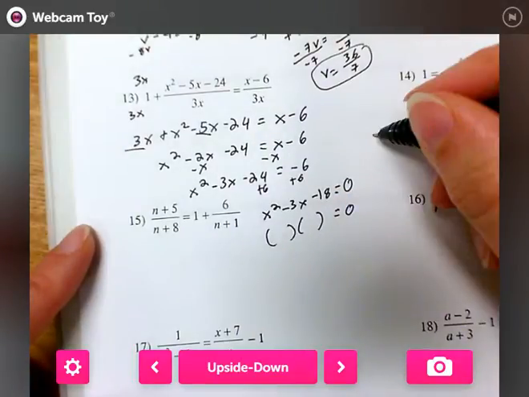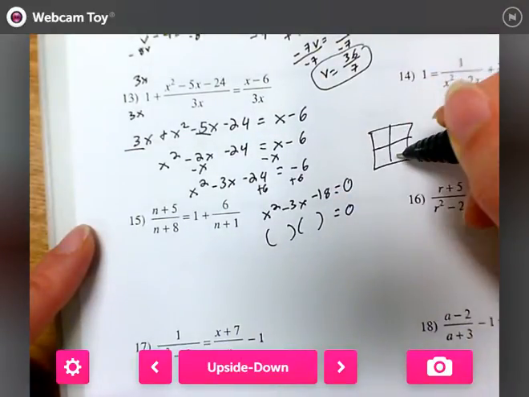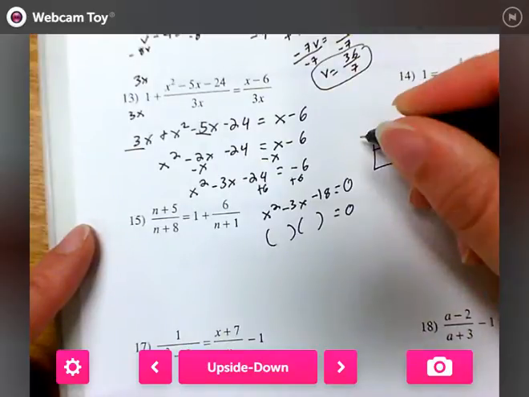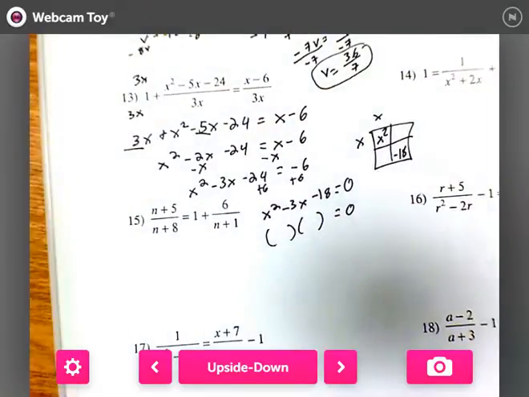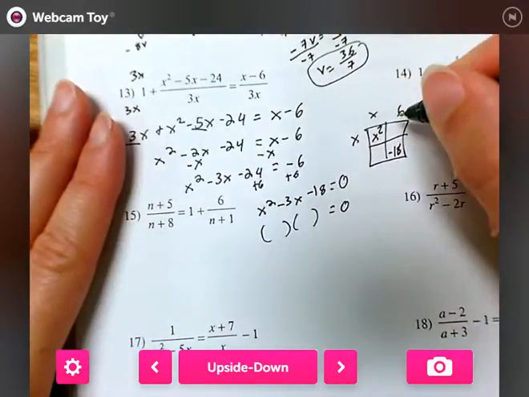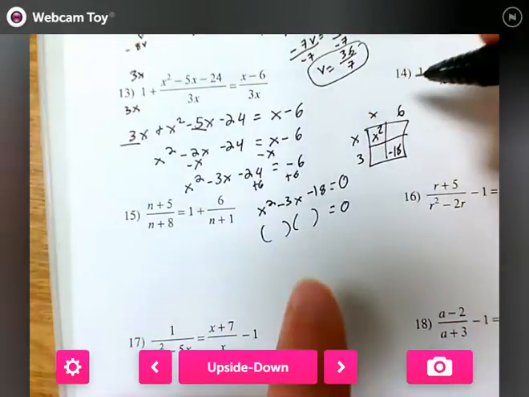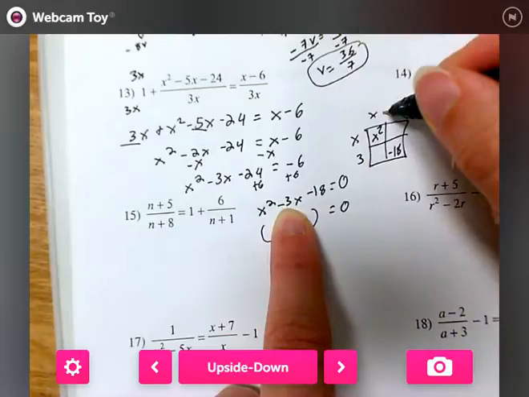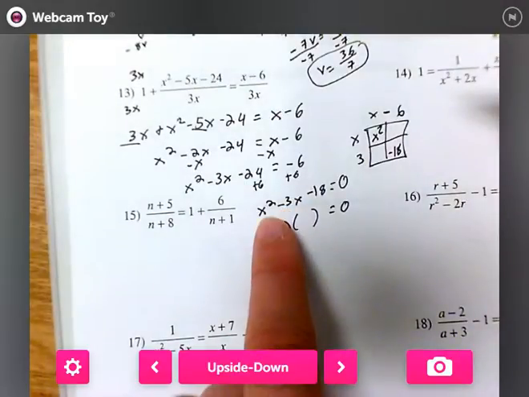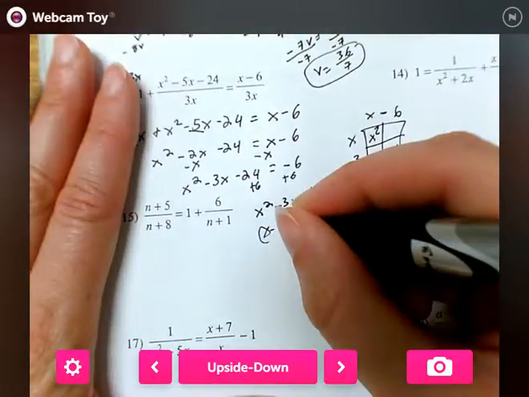What two numbers multiply to give me -18 that add together to give me -3x? What two things multiply to give me 18? We've got 1 and 18. That's not going to work. 2 and 9. That's not going to work. 3 and 6. And which one has to be negative, the 3 or the 6? The 6 has to be negative because I end up with a -3x. So I have x minus 6 and x plus 3.